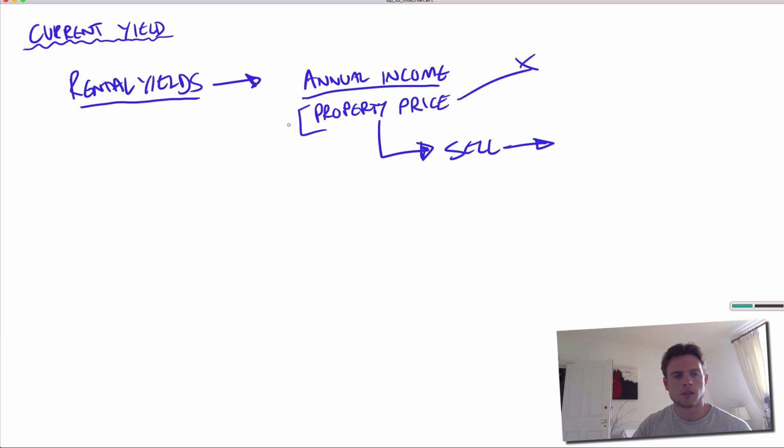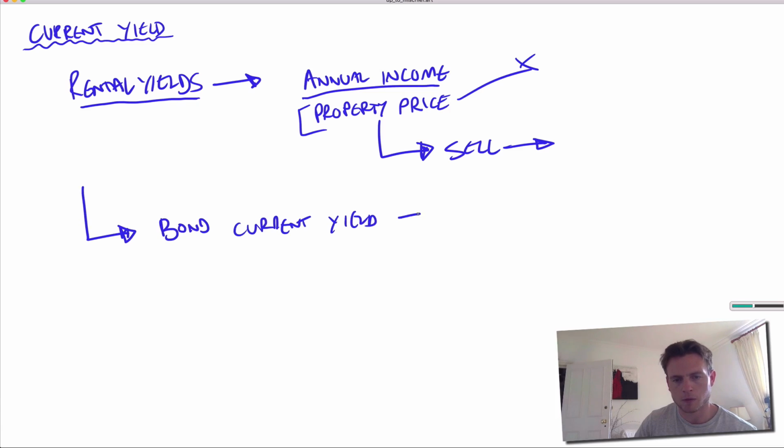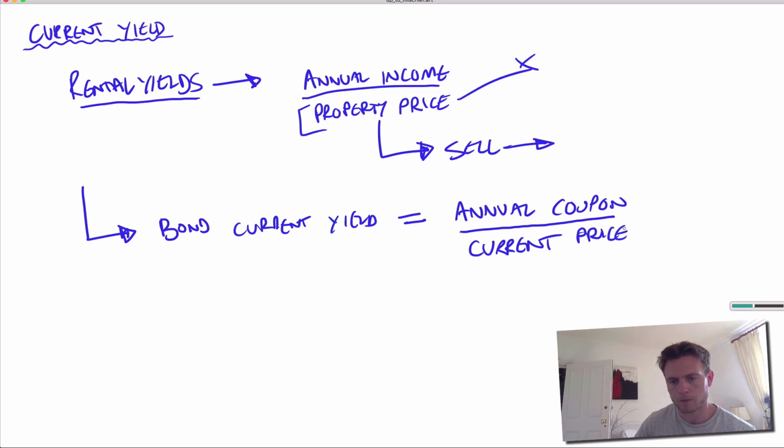So that's the introduction to the concept of current yield. Now, in the world of bonds, it's a very similar concept, right? So the bond current yield is equal to the annual coupon divided by the current price, right?